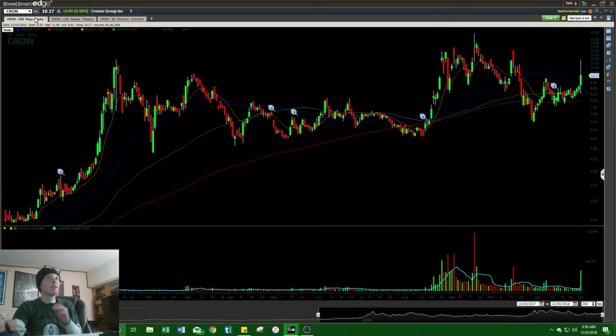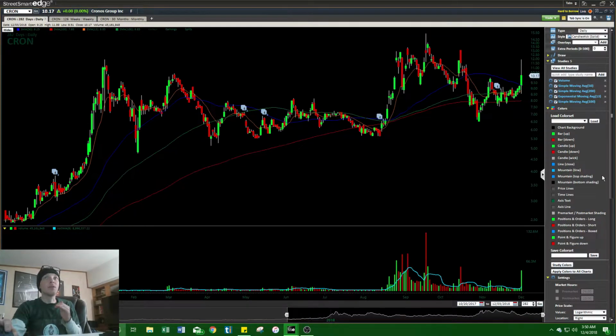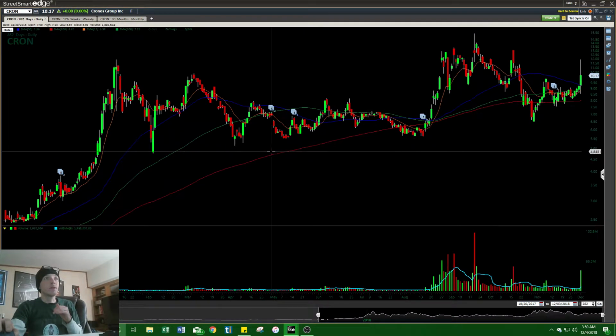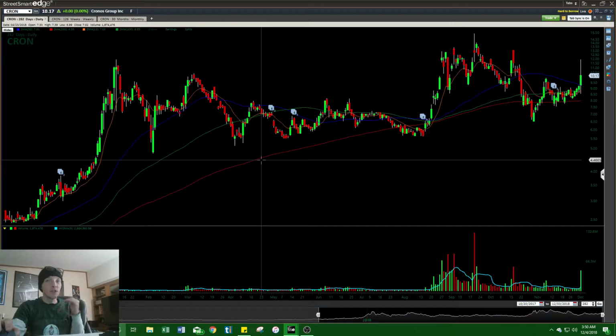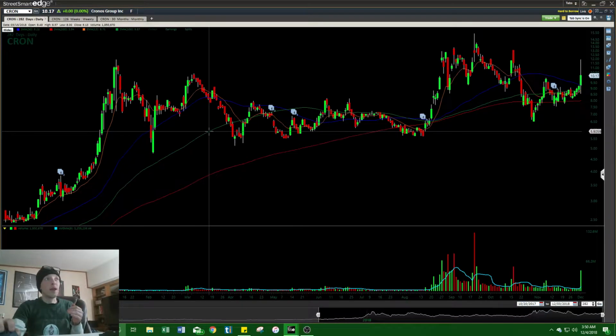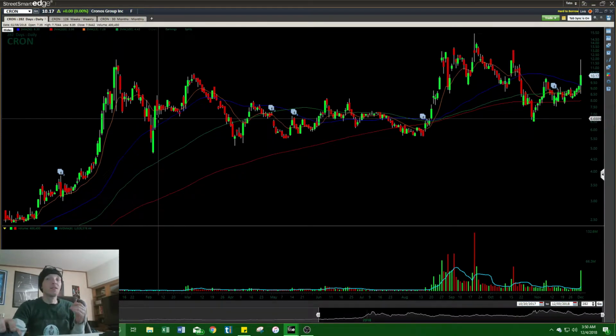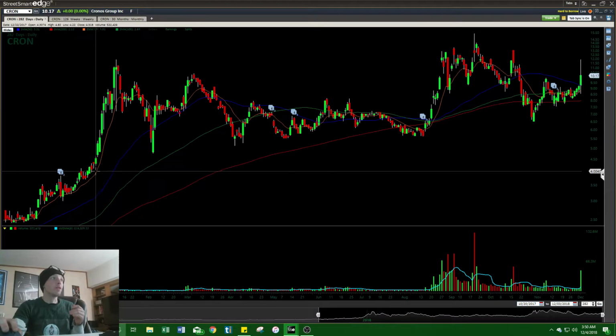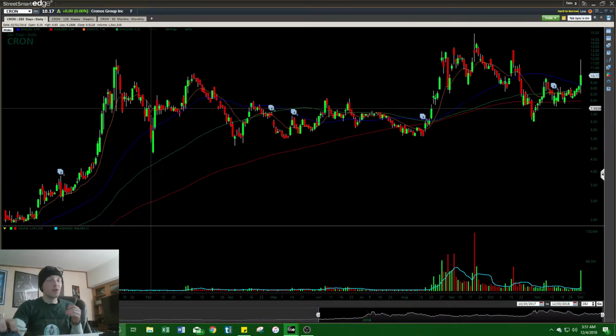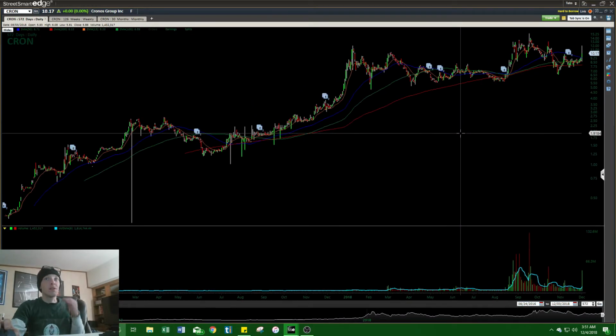So going back to the daily, the only indicators that I use, and they're right here. The red line is the simple moving average 200-day. The green line is the 100-day simple moving average. The blue line is the 50-day simple moving average. And this orange line is the 13 exponential moving average. And this is on the daily.